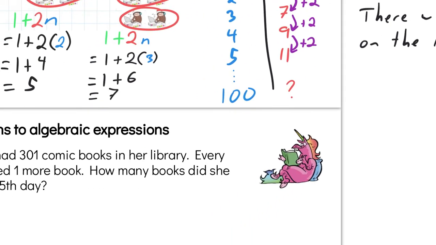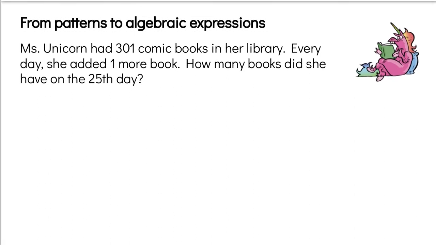Now before we go, we're going to look at one more example to show you how you might do this. Alright, so Ms. Unicorn had 301 comic books in her library. Every day she added one more book. How many books did she have on the 25th day?